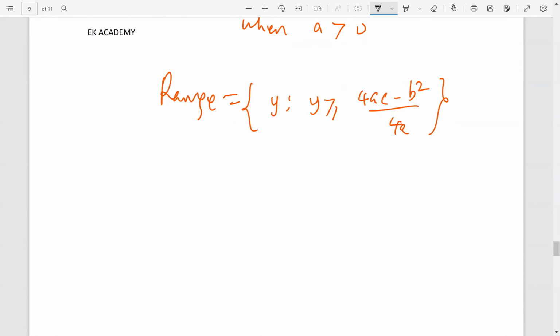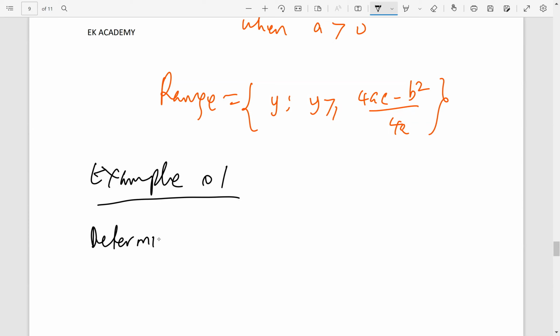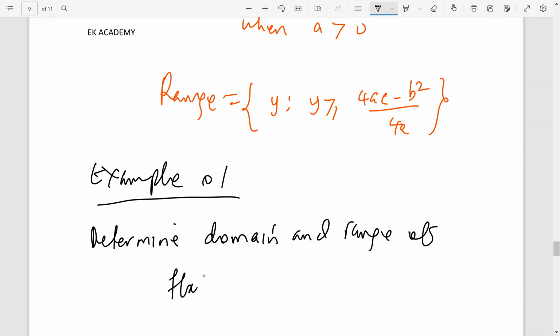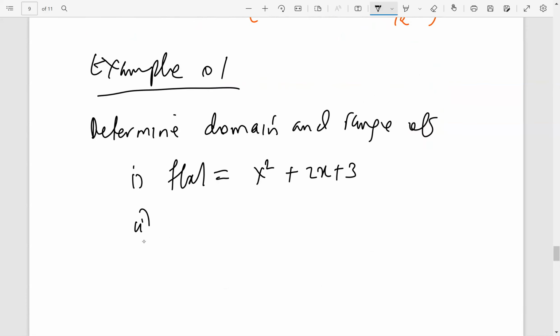Now let us see real examples. Example 1: Determine domain and range of, first, f of x equals x squared plus 2x plus 3, and the second one, f of x equals minus x squared plus 5x plus 6. So we're going to determine domain and range.